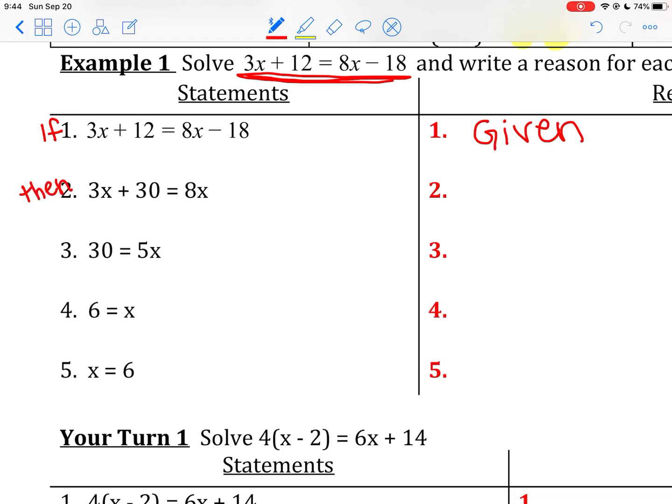statement. So it's like a conditional statement, and we have to know why. So if 3x plus 12 equals 8x minus 18, then 3x plus 30 equals 8x, and over here in the reasons is going to be the why is that true.